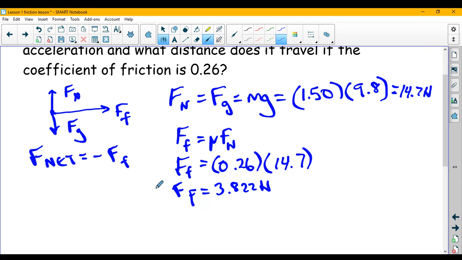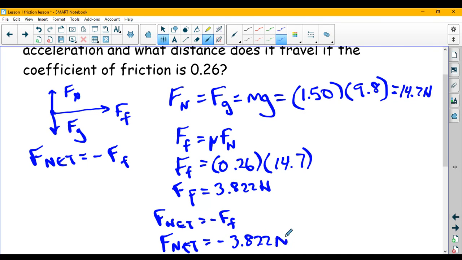Now I know this number because of this relationship that the net force is equal to the negative friction force. That means the net force is also going to be negative 3.822 newtons. Now we're going to stop there just for the moment because I don't want to run out of time, and you can watch the second video to continue this problem.